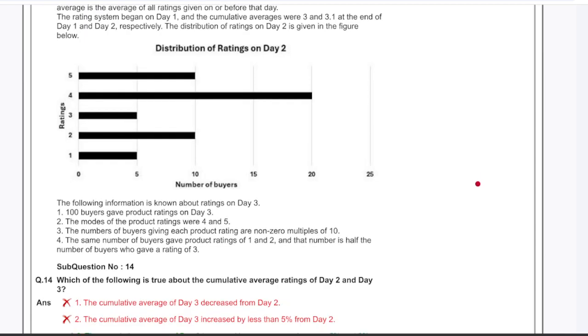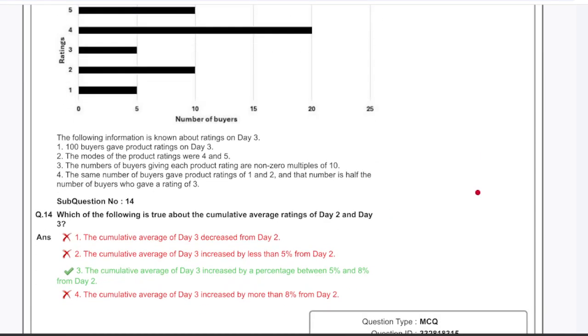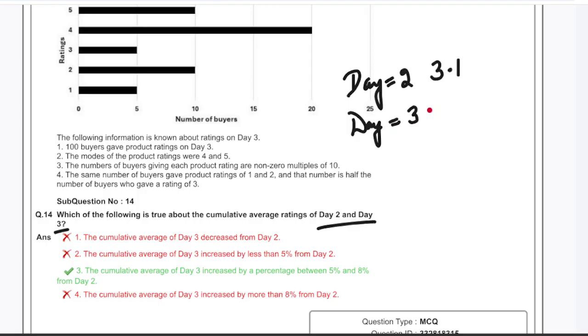The next question: which of the following is true about the cumulative average rating of day 2 and day 3? For day 2 it is 3.1. For day 3 we have to calculate. So how to calculate that? This 3.1 is multiplied by 200 buyers, where day 1 had 150 and day 2 had 50, plus day 3 we just calculated: 3.6 is the average rating multiplied by 100 buyers.